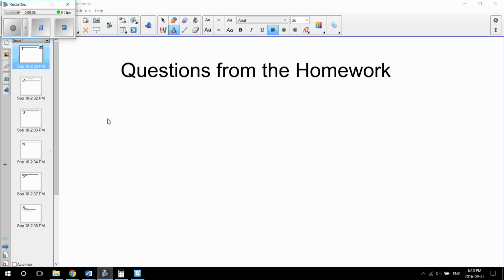For questions from the homework, obviously I don't know which are the questions that you would have had, so I decided that I'm just going to take out two of the questions and hopefully they'll help kind of review the dividing polynomials that we did on Friday. So the first one that I'm going to look at is number 3 and part E.